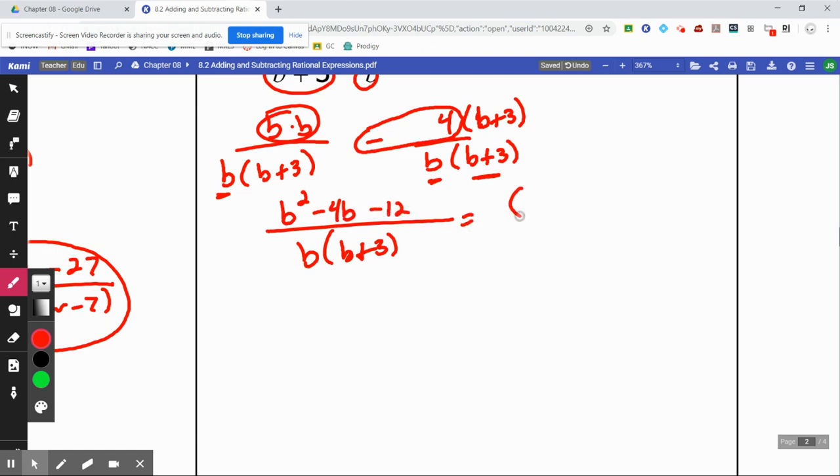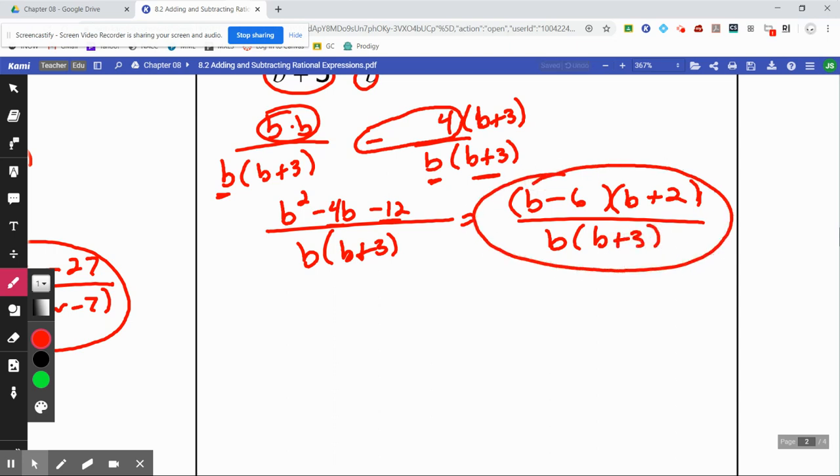Now let's try to factor the top, two sets of parentheses, a b and a b. Adds, multiplies would be a negative 6 and a positive 2. On bottom, you have a b and a b plus 3. Nothing cancels out, so therefore that's as far as we can go with it. Okay, got a couple more.